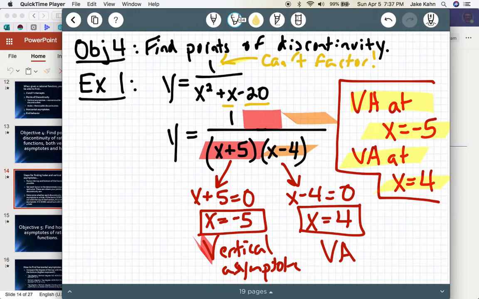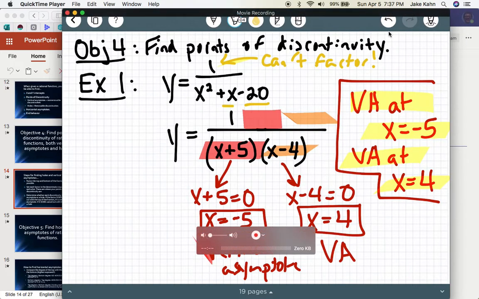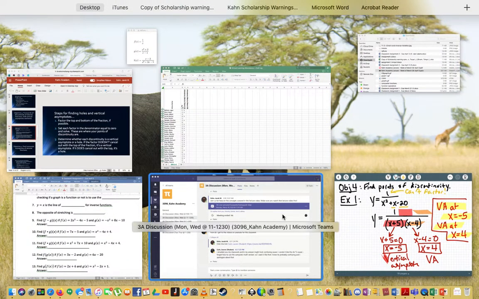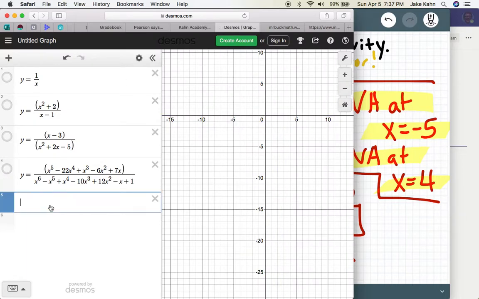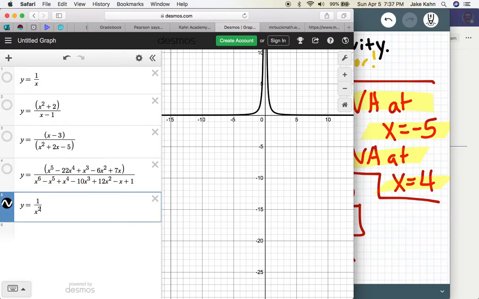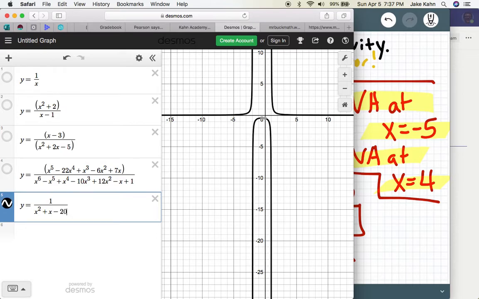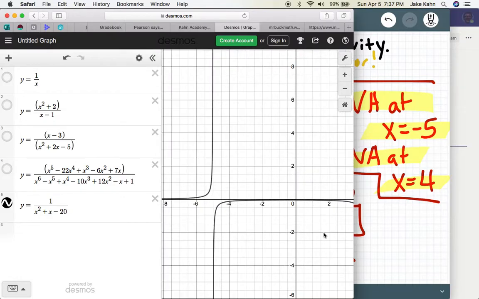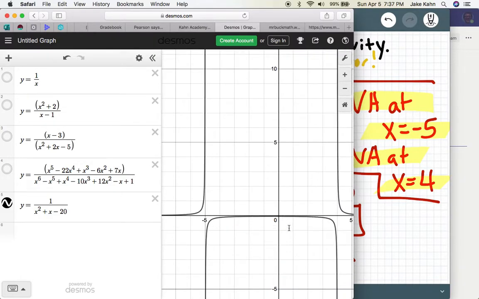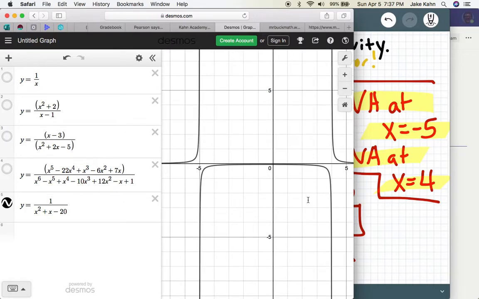Now, I don't want to just say that and then be like, believe me, it's true, right? Let's actually go to Desmos and look to see if our graph actually has vertical asymptotes at those locations. Where's Desmos? All right, here we go. I'm going to take that silly graph away, and we're going to type in our function, y equals 1 divided by x squared plus x minus 20. Here's our graph. Looks kind of strange for sure, right? But now let's type in our vertical asymptotes and see if it lines up with our graph.